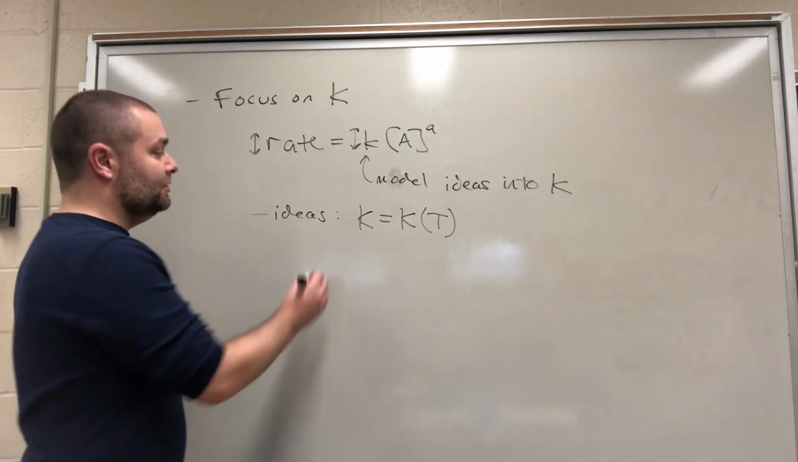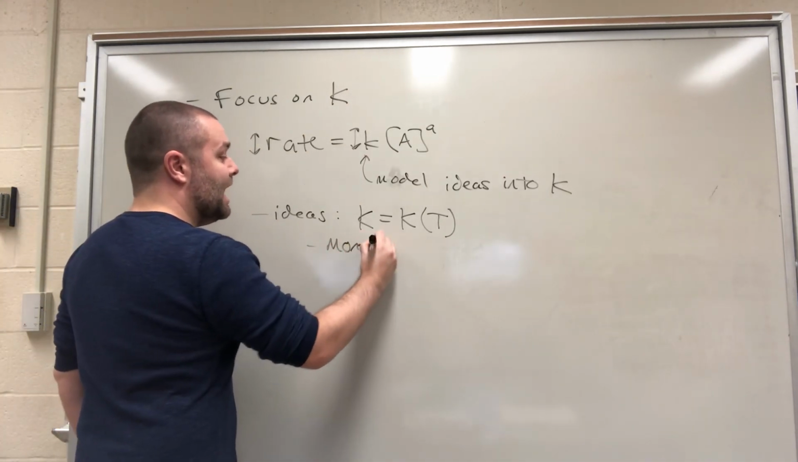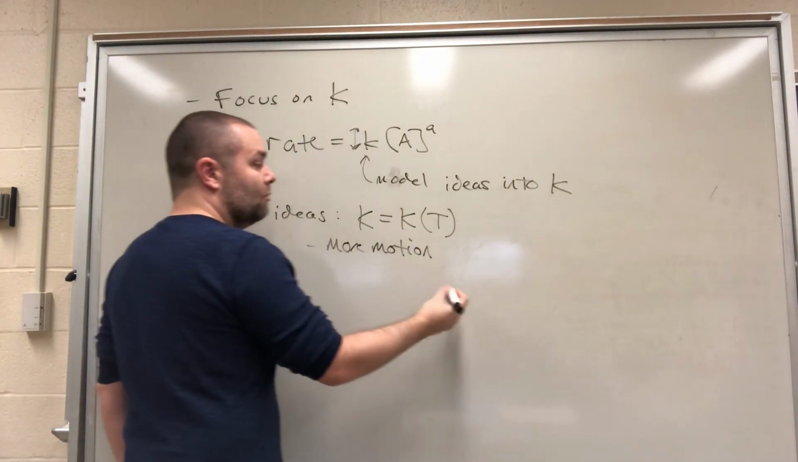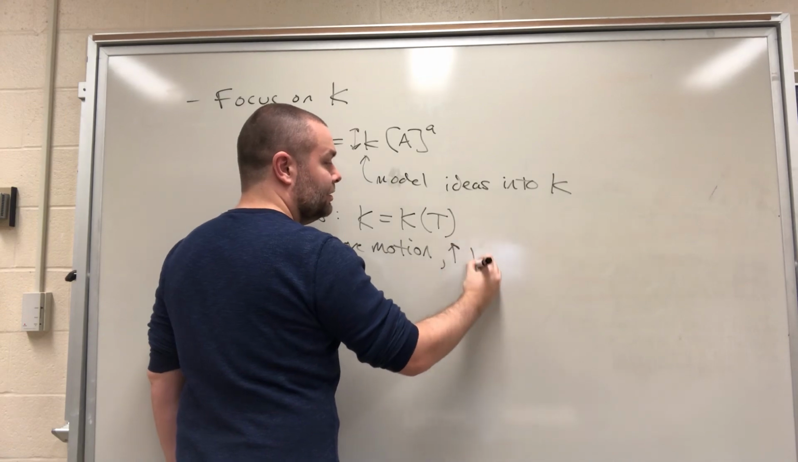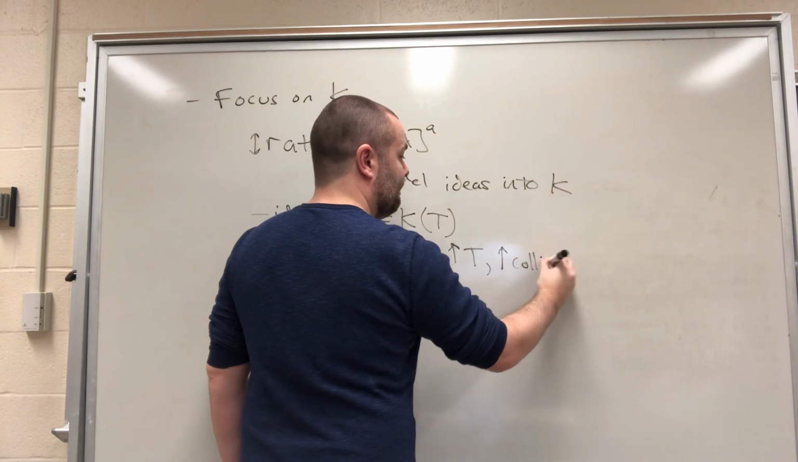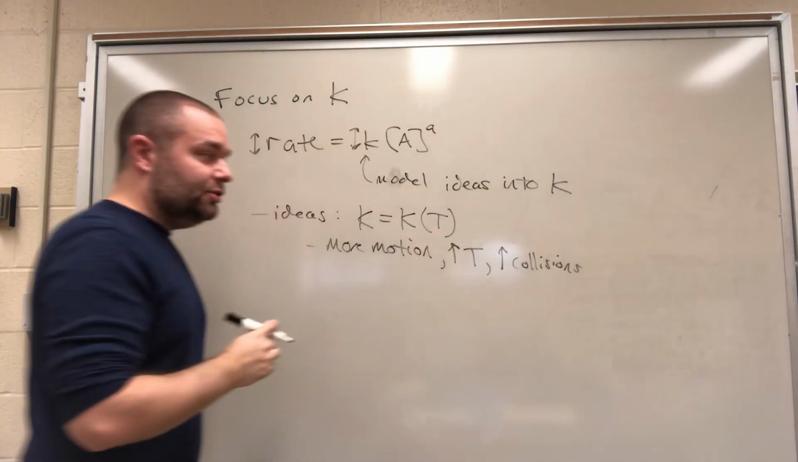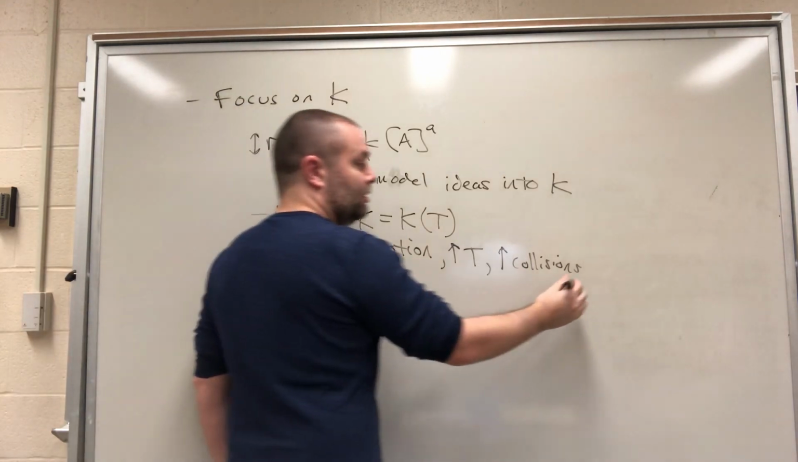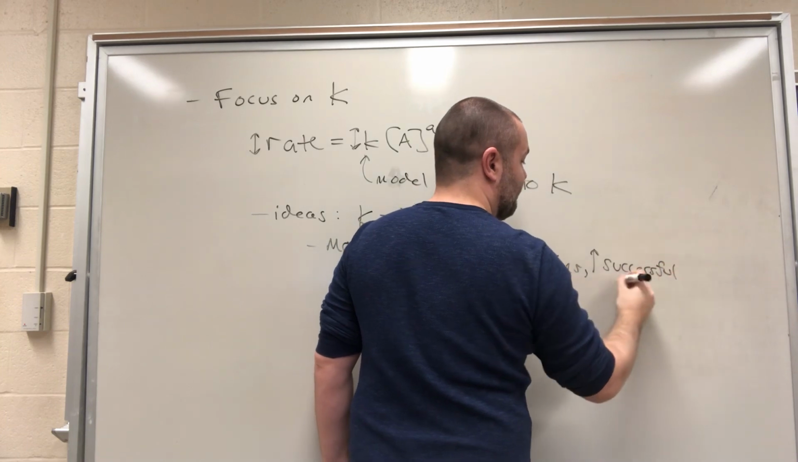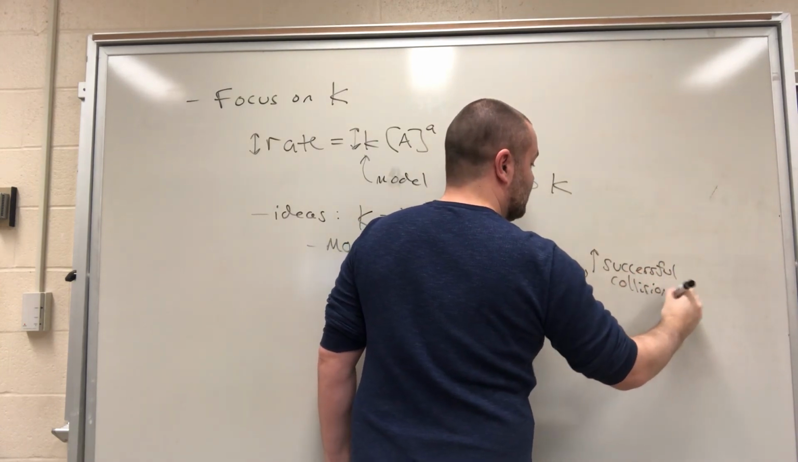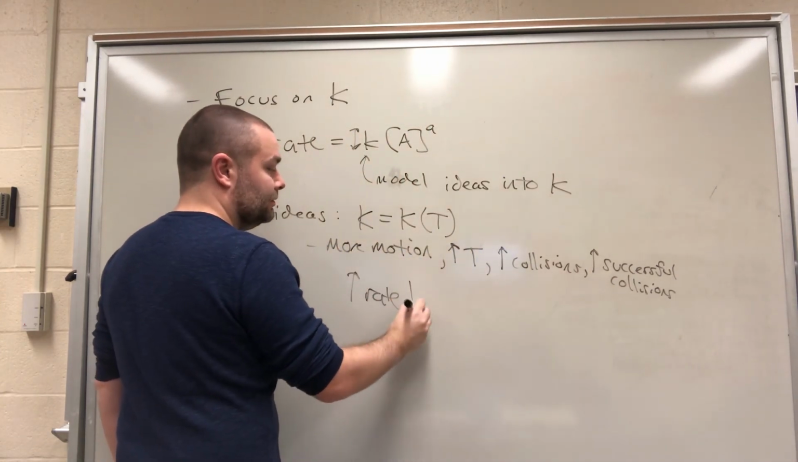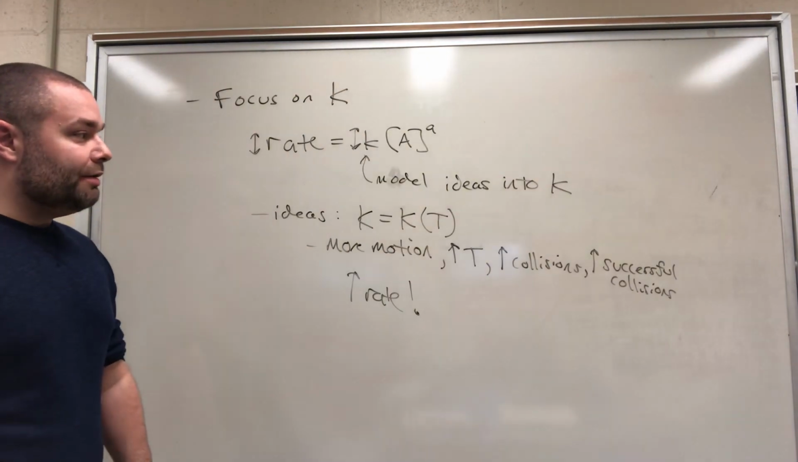So K depends on temperature, all right? The more motion that we have, and remember, temperature is a measure of the average kinetic energy, so more motion means that we have an increased temperature. The more motion that we have, the more collisions. Just because we have a collision doesn't mean it's successful, but the more collisions we have, the more successful collisions we have. And the more successful collisions that we have, the higher the rate.